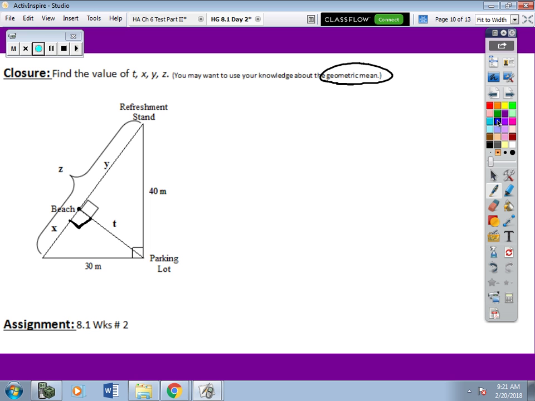Z. Z, what would Z be? Katie? 50. This is a 3, 4, 5 times 10. So it's a 30, 40, 50. So Z is 50. And then from there, the problem is we don't know how this is divvied up. Is it 10 and 40, 30 and 20? We don't know. Because we only know one side in this right triangle and we only know one side in this right triangle, we would have to use our geometric mean.